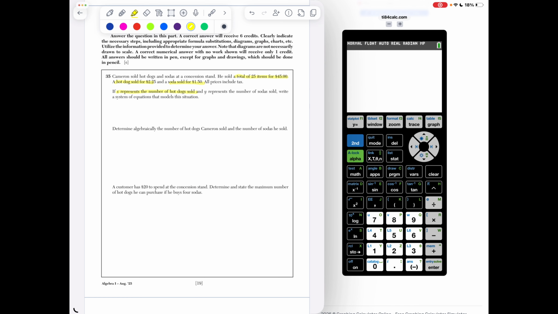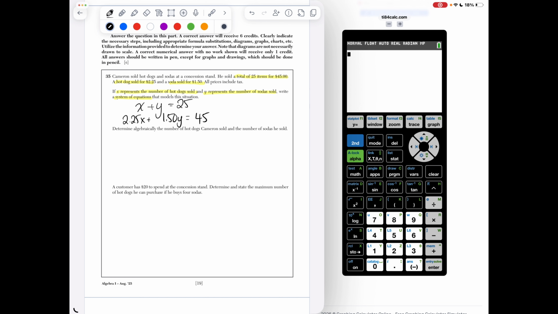If X represents the number of hot dogs sold and Y the soda sold, write a system of equations that models this. So X is our hot dogs, Y is our soda, we know altogether he sold 25 items. So I'm going to translate as X plus Y is equal to 25. Those are the types of items. Now, I know that each hot dog is $2.25 and each soda is $1.50. And based on how many he sells, and we don't know how many they sell of each one, we know altogether he makes $45. So this will be my system of equations.